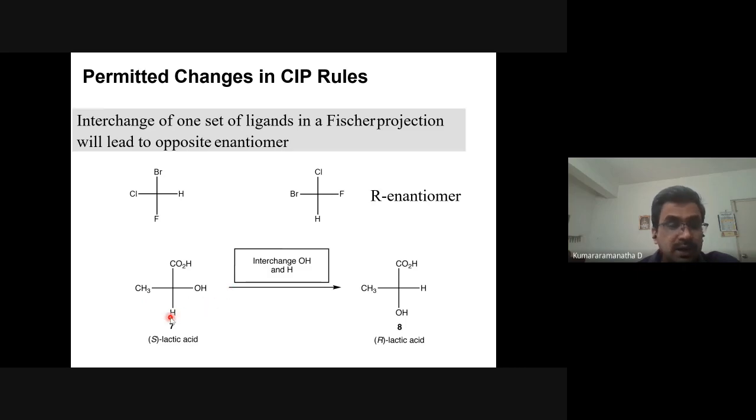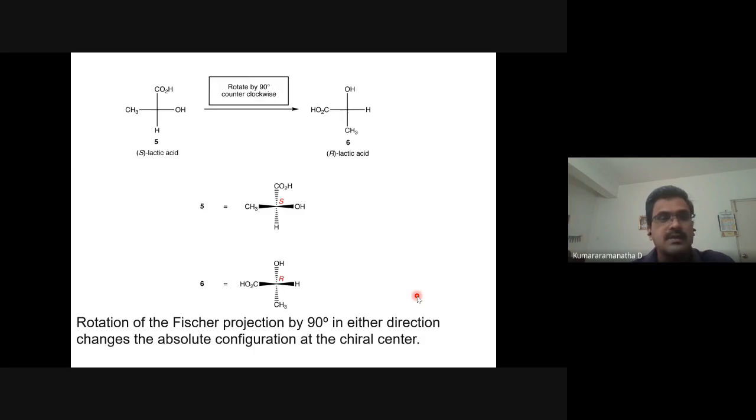Now what you do, interchange OH with H. Okay, if you do, you get R, because you see this CH3 and hydrogen are coming towards you, so then it becomes R kind of assignment. Okay, it becomes the R enantiomer.